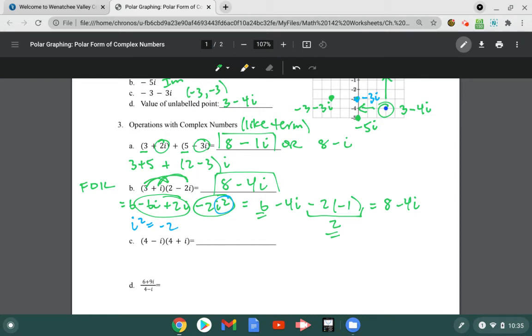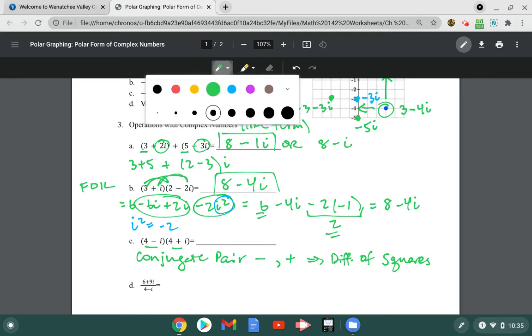So again, I'm going to multiply these together using FOIL, but I notice that I have a sum and a difference. These turn out to be a conjugate pair. One's a subtraction, one's an addition, but otherwise the terms are the same, which really is a difference of squares.